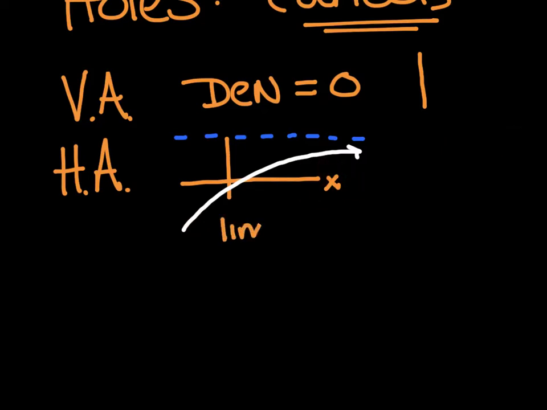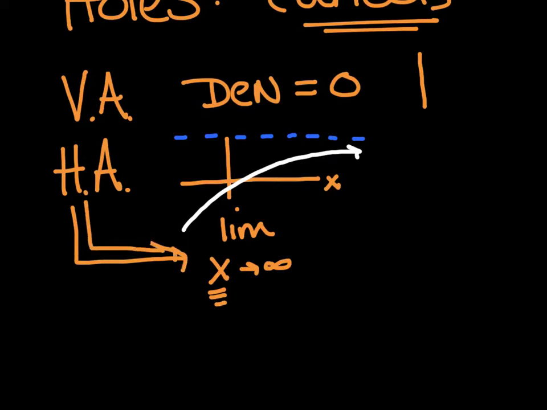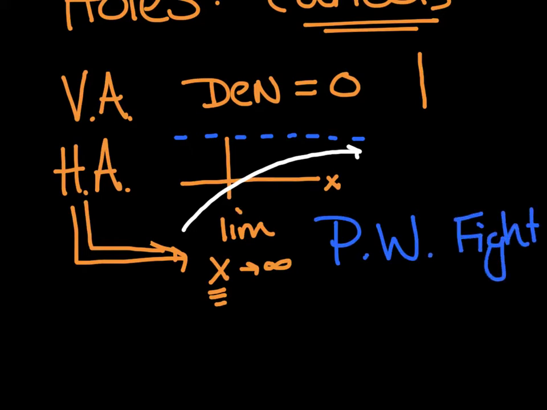So this is the limit as x approaches infinity. Therefore, every time you want a horizontal asymptote, you are doing a limit as x approaches infinity, which we all know is the power fight. If you forget, you should be able to rationalize this out: draw a horizontal asymptote, draw your function in, and say, what is x doing?